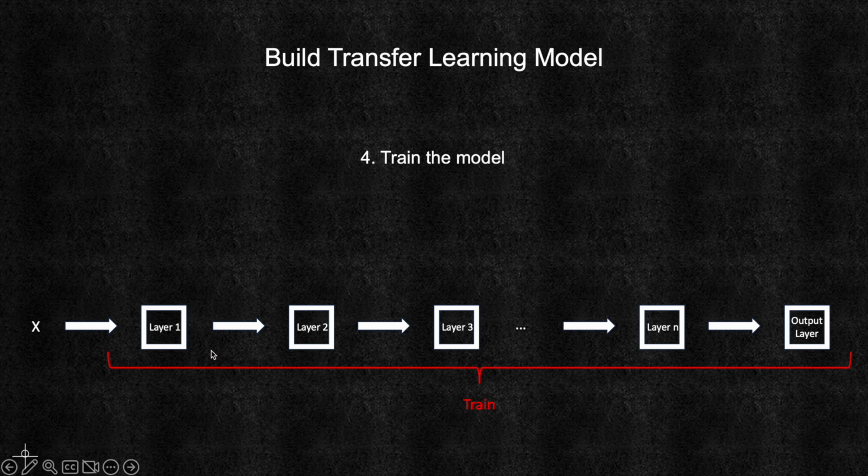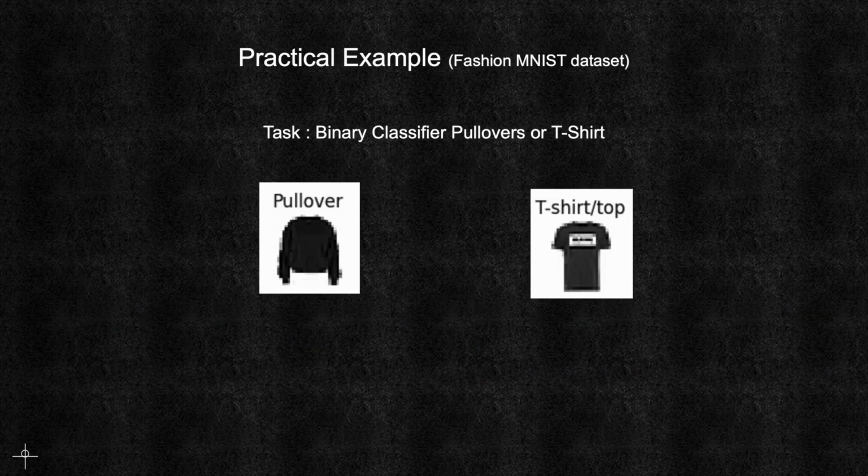Now, we have understood the general procedures to train a transfer learning model. Let's move to the practical example. We will use the Fashion MNIST dataset to demonstrate how transfer learning works. Our task is to classify t-shirts and pullovers from the fashion dataset.